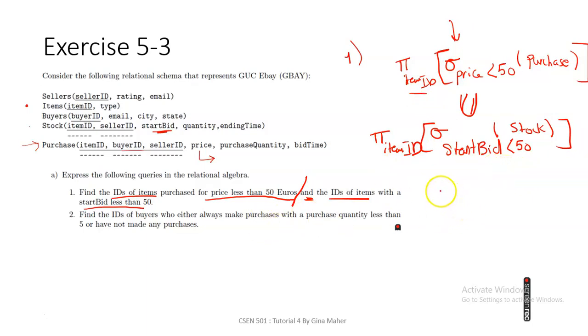Okay? Let's move to the second question, which is: find the IDs of the buyers who either always make a purchase with a purchase quantity less than 5 or haven't made any purchase. Now, let's take an example. Assume that we have 2 tables.